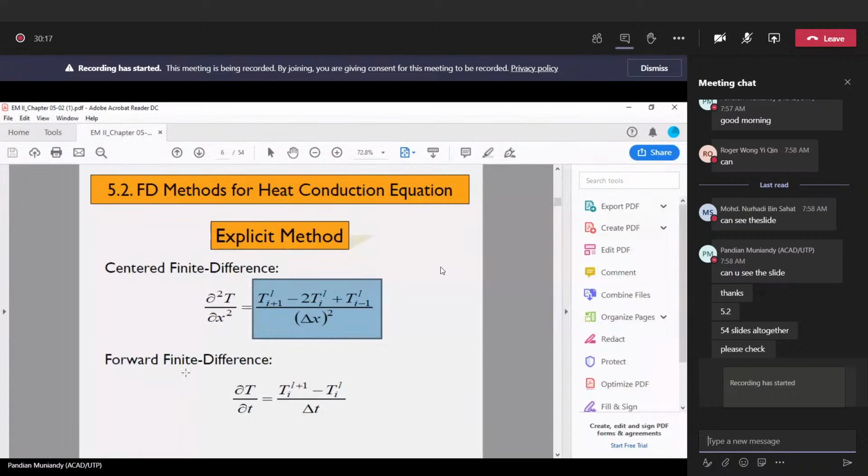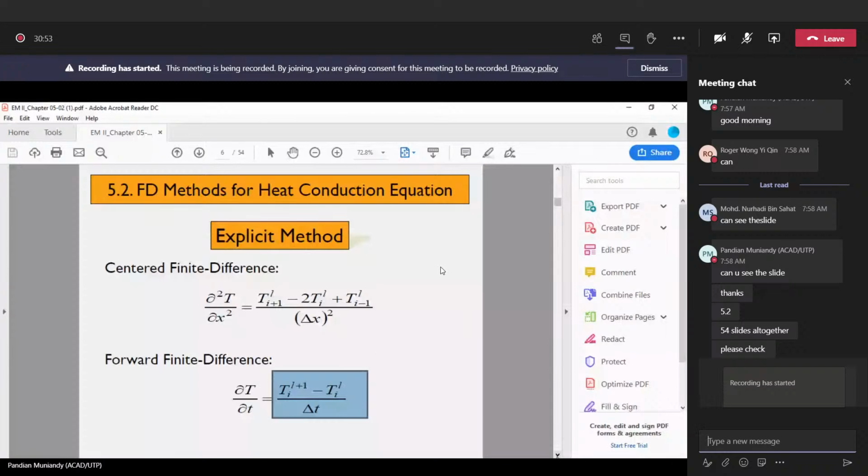And then the forward finite difference is temperature with respect to time. The left hand side is the partial derivative, the right hand side is the numerical calculation. So what is capital T? Capital T is the temperature. What is del X? Del X is the change in the distance. We call it step size in numerical method. And then del T is the change in the time. All these values, del X, del T, and so on, will be given in the problem.